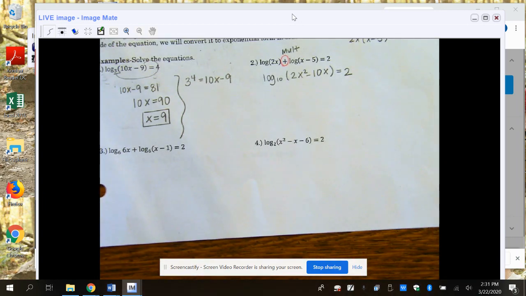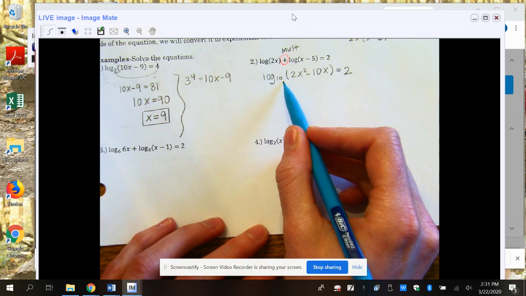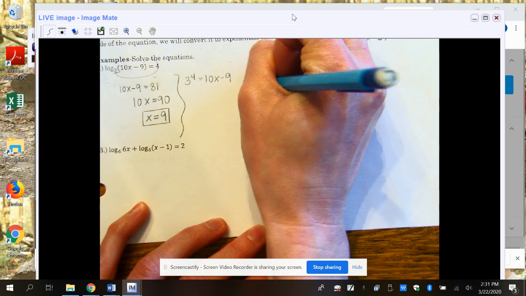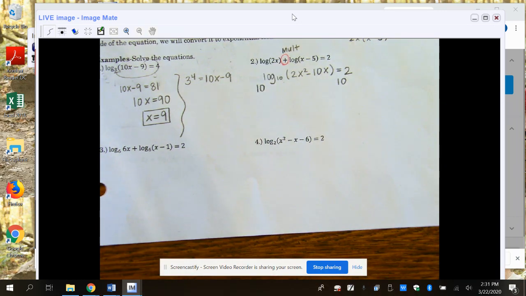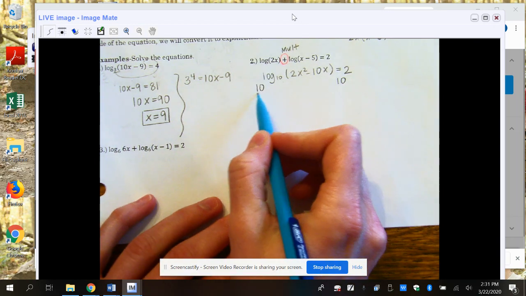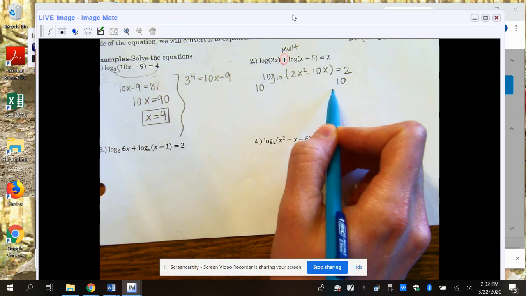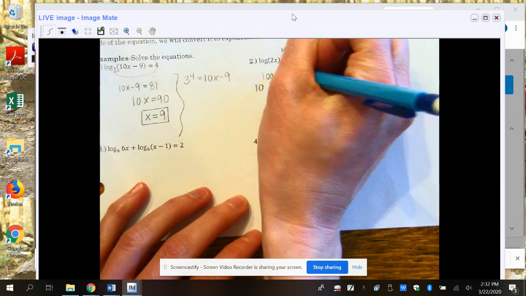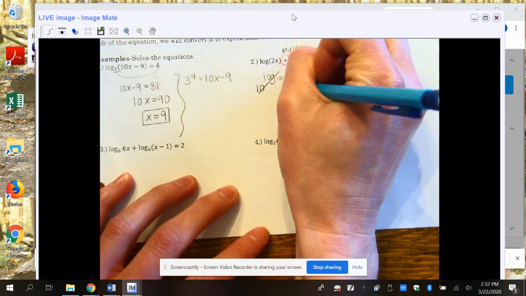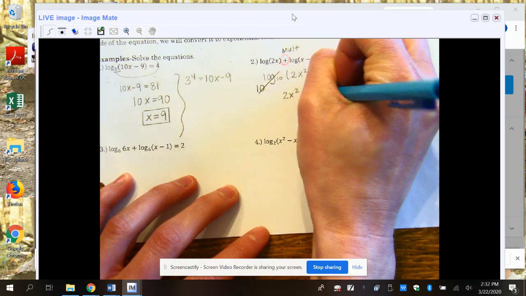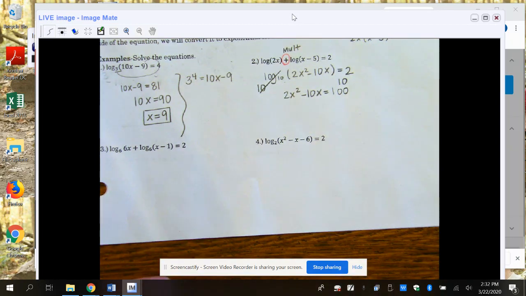So my variable is inside the log. The log has a base of 10. So to undo that, I could make it so that that is now an exponent, and I want the base of that exponent to be 10. And whatever I do to one side, I have to do to the other. So now those cancel each other out, and I'd have 2x squared minus 10x equals 10 squared, which is 100.